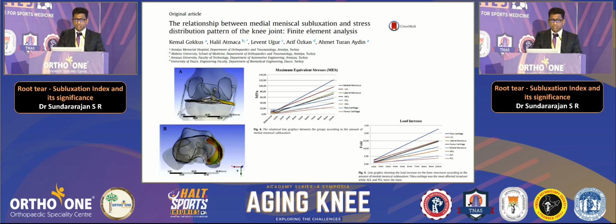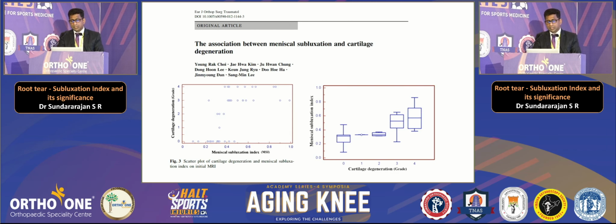Biomechanical studies have shown a relationship between the medial meniscal subluxation and the stress distribution of the joint. Whenever meniscal extrusion or subluxation happens, more stress goes to the cartilage, and the second most stress goes to the medial meniscus. So this can result in interrelated root and cartilage damage.